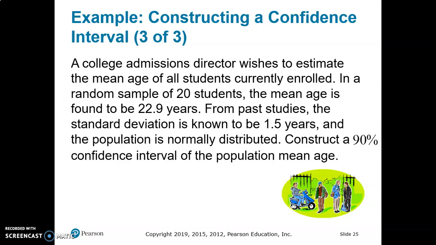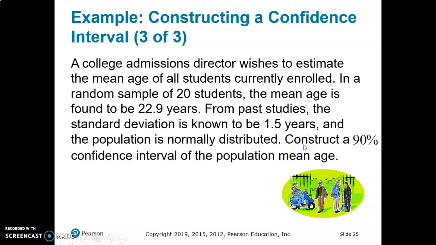And so here we have another example, just to round it off. A college admissions director wishes to estimate the mean age of all students currently enrolled. In a random sample of 20 students, the mean age is found to be 22.9 years. From past studies, the standard deviation is known to be 1.5 years, and the population is normally distributed. That's key here. Okay, you should have alarms going off in your head when you saw this 20 as your sample size. That's not greater than or equal to 30, but if you read on, they say it's normally distributed. They're assuming it is, and so we can do this confidence interval, and we can construct it reliably.